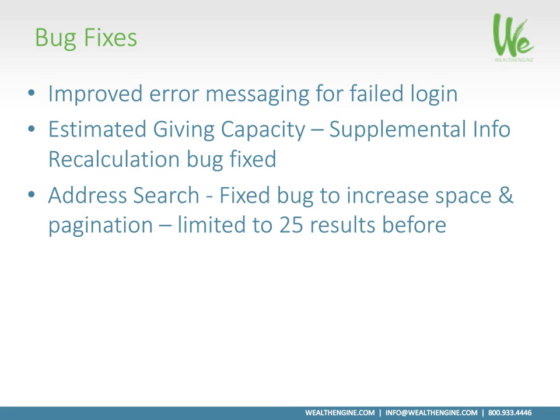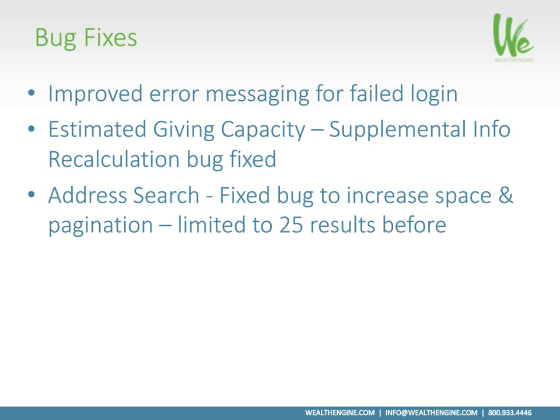We also had a fix around the estimated giving capacity feature. So some of you may remember us rolling it out earlier last year and talking certainly about this feature, but if you don't know, we do have the ability to use the estimated giving capacity and customize your formula within FindWealth 8. And with that, we did notice there was a bug with the recalculation when adding in supplemental information. So that has been fixed. It was a slight bug there.